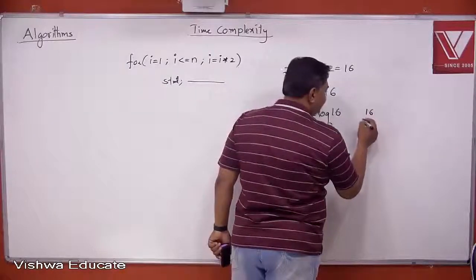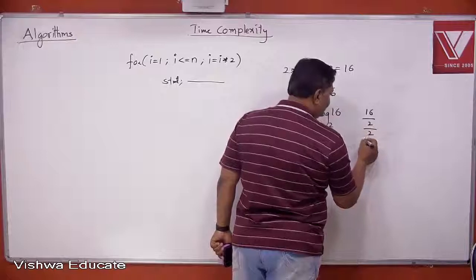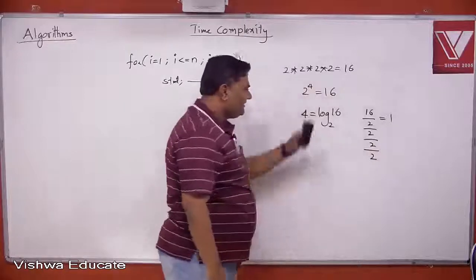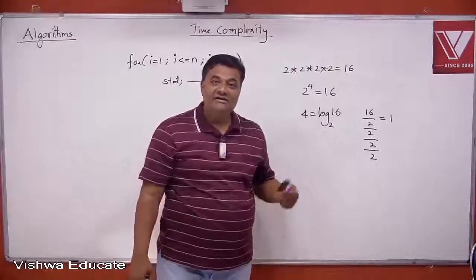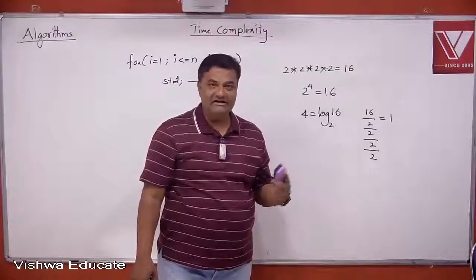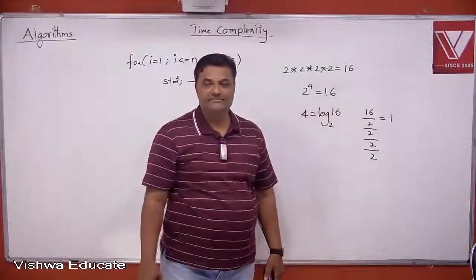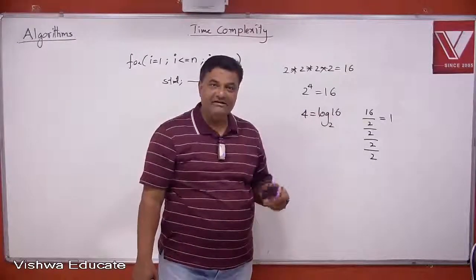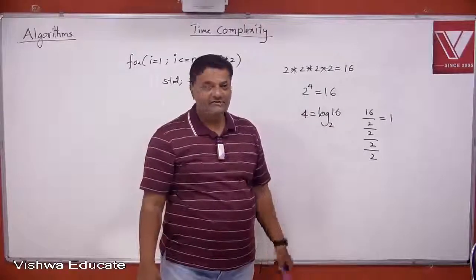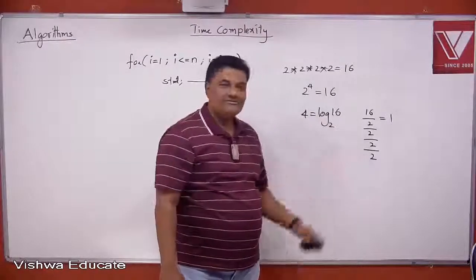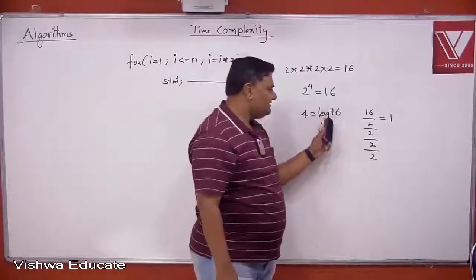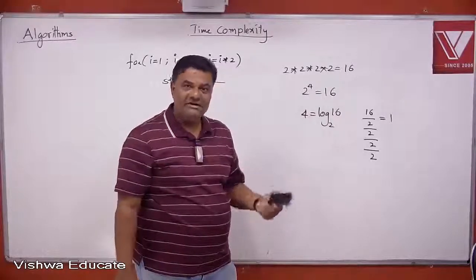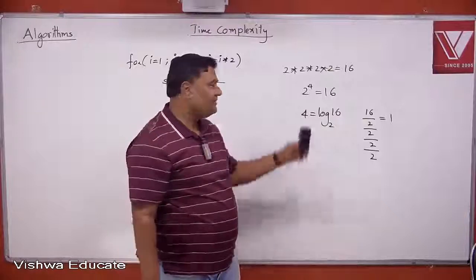If I take 16 and divide by 2, then divide by 2, then divide by 2, then divide by 2, I'll get the answer 1. So it means how many times you divide 16 repeatedly by 2 to get the answer 1. I have to divide it 4 times. That is the meaning: log 16 base 2 means 16 is divided by 2 some number of times so that it becomes 1. So how many times can it be divided? 4 times.